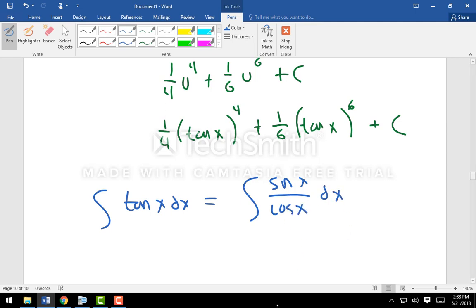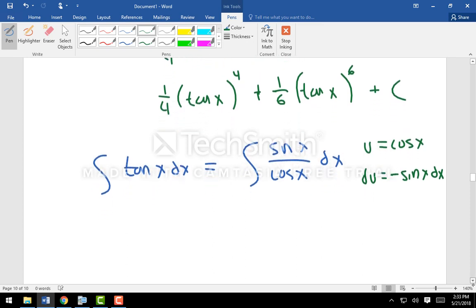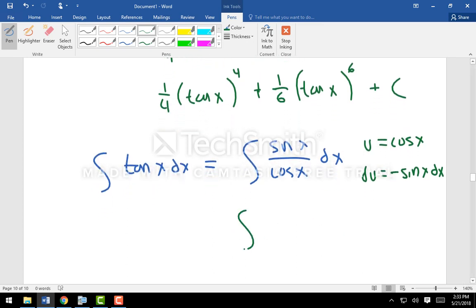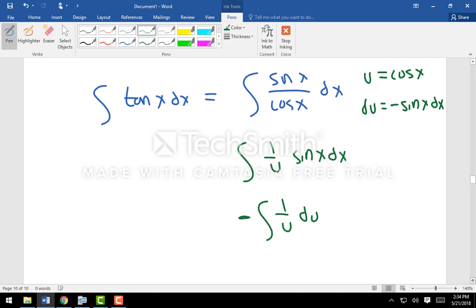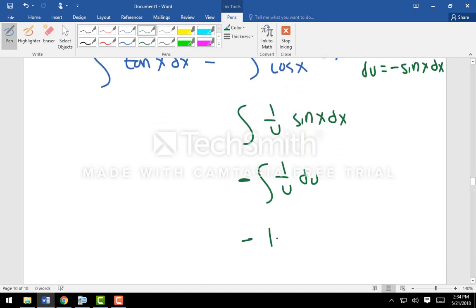So you would have let u equal cosine, and the derivative would be negative sine of x. So when we do this u sub, notice that I'm going to have 1 over u, and then I'm left with sine x dx. So my sine x times dx is negative du. So that's going to get replaced with negative du. So I have negative 1 over u du. And then this is ln of u. So the integral of tangent turns out to be the ln of cosine. Excuse me, negative ln of cosine.